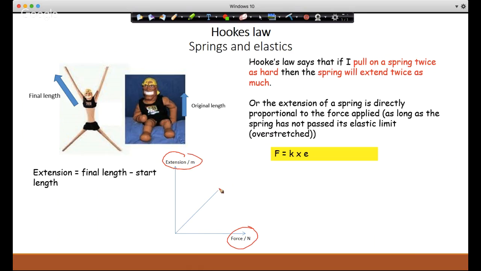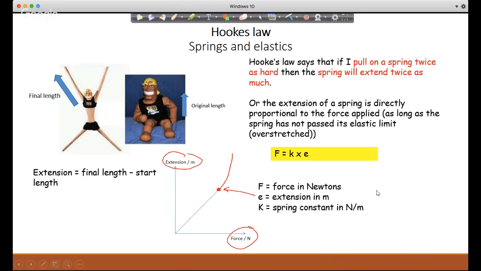Now, should the spring overextend, you're going to see a line that starts to curve upwards. What they'd like to ask you is to identify the point where it stops obeying Hooke's law, or stops being directly proportional, or the point where the spring has gone past its elastic limit. That'll be just where the line starts to curve. That would be the elastic limit there. Okay, so there again we have our units of Hooke's law, the components there.